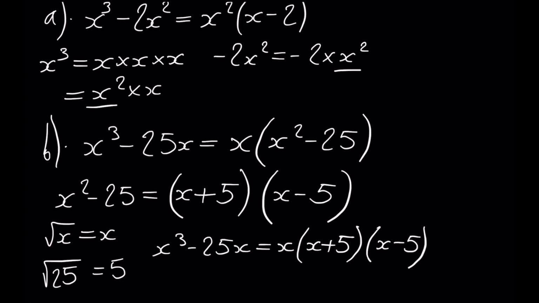Because x is a common factor in both terms of x cubed minus 25x, and x squared minus 25 can also be factorized using the difference of two squares. Do you understand? It's in the name. The difference of two squares. We've got one squared number here and one squared number there, so two squared numbers, and we're subtracting them. In other words, the difference.